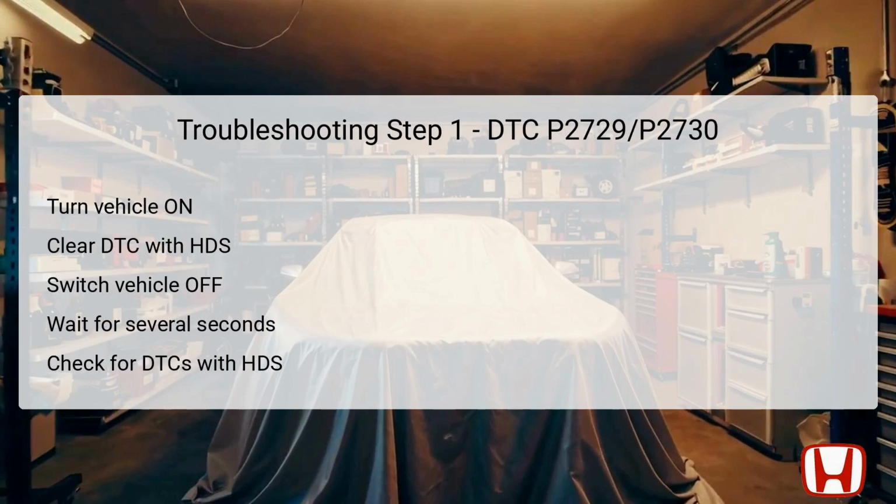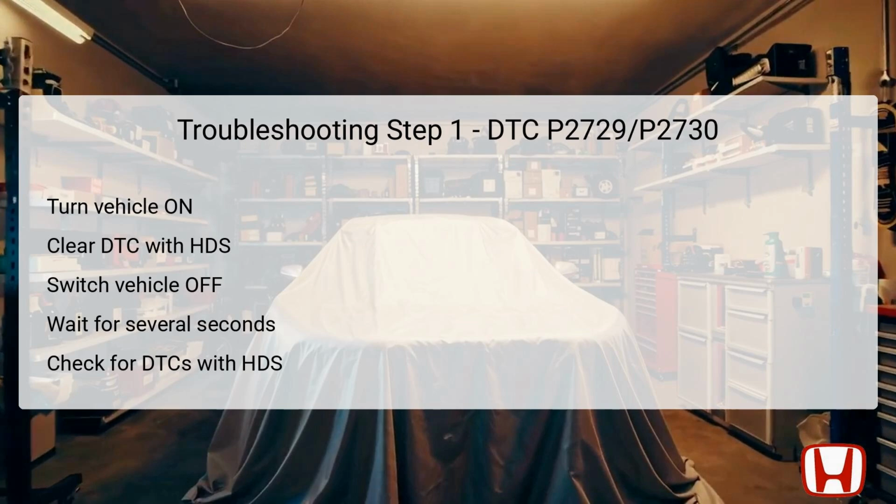The first troubleshooting step involves verifying the presence of the DTCs. Start by turning the vehicle to the on position. Using the HDS Honda Diagnostic System, clear the DTCs from the system. Once cleared, switch the vehicle off and return it to the lock position. After a brief pause, turn the vehicle back to the on mode again and allow a few seconds for the system to initialize. Finally, examine the HDS for any pending or confirmed DTCs.